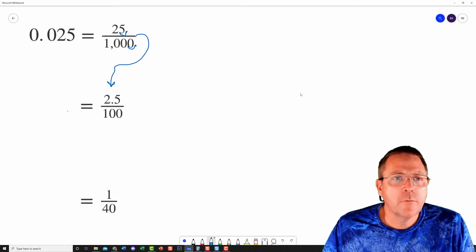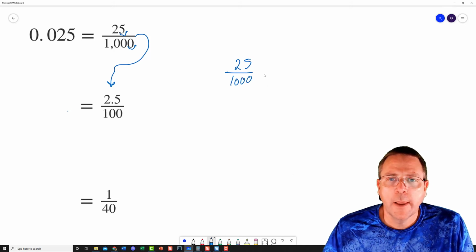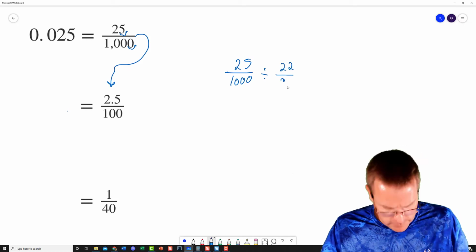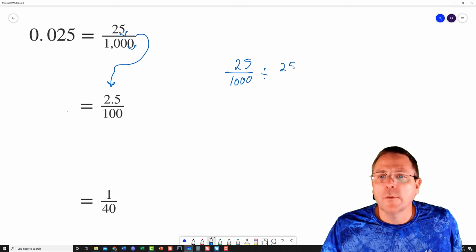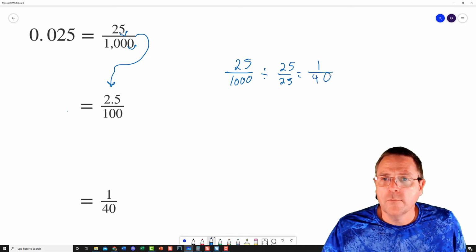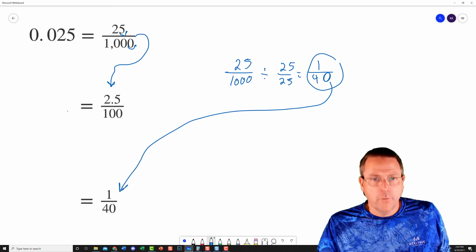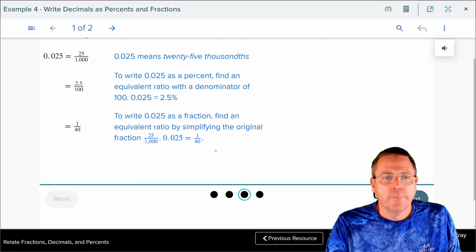Well, to get the 1 over 40, we're going to go back to the 25 over 1,000, and they're going to say, well, what is the biggest number that's going to divide into both of those? And that answer is going to be 25. 25 divided by 25 is 1. 1,000 divided by 25 is 40. And that is where they got that 1 over 40 answer that you see right there.